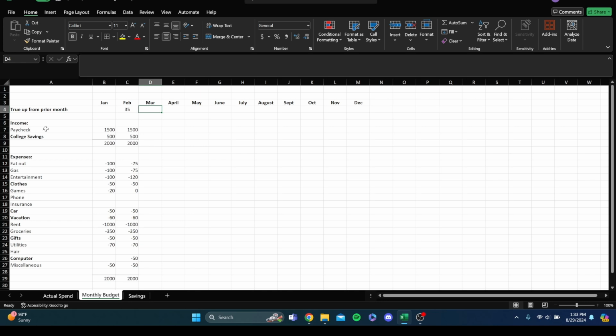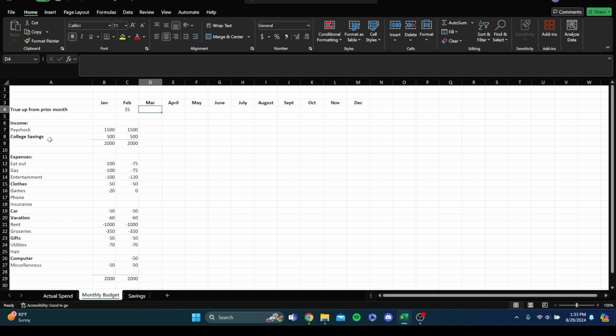And as you can see, the example number she used was 1,500, right? Assuming that you're getting paid 1,500 every month. And so yeah, you're going to put your paycheck. This is how much you're going to get paid for the month. You're going to get paid 1,500 for the month.